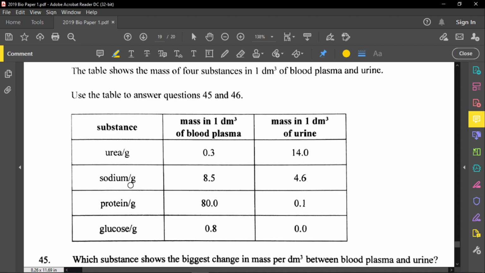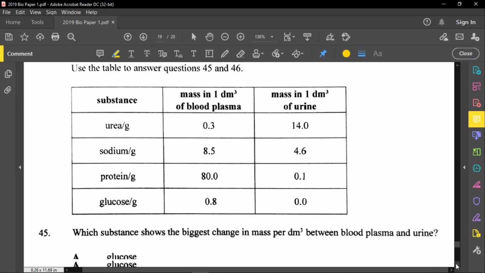All right, so here we have the substances. We have urea, we have sodium, we have protein, we have glucose. We have the mass in 1 dm cube of blood. So blood is on this column, and then we have urine on the other column. Sodium represents salt, okay? Because sodium can be found in salts. Just to bear it in mind.